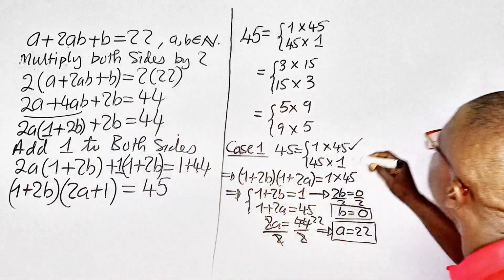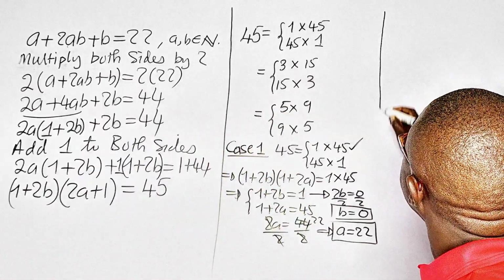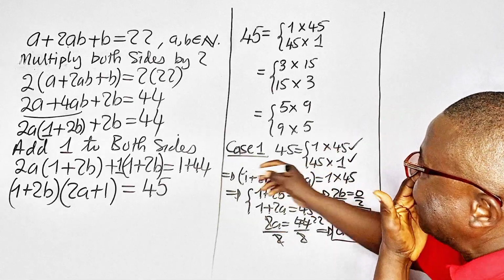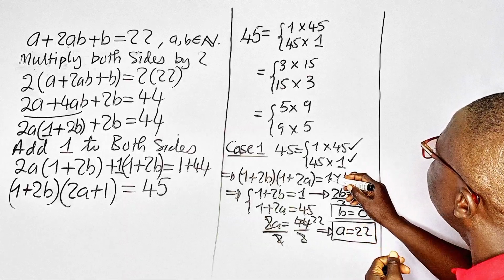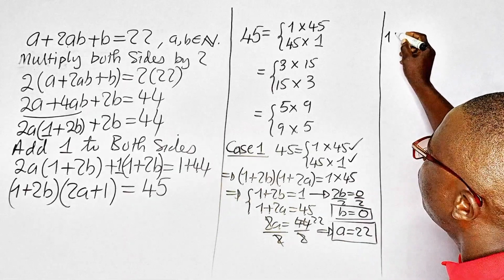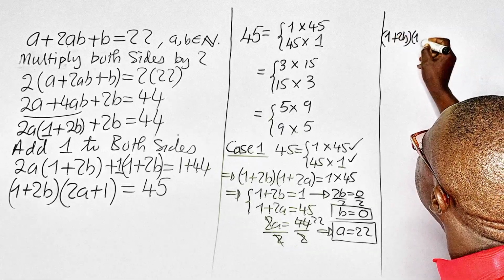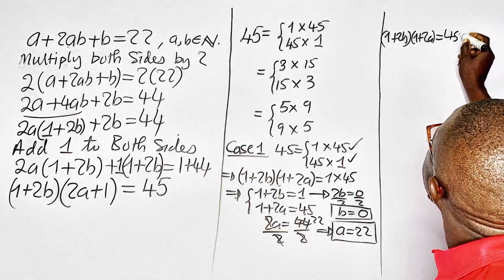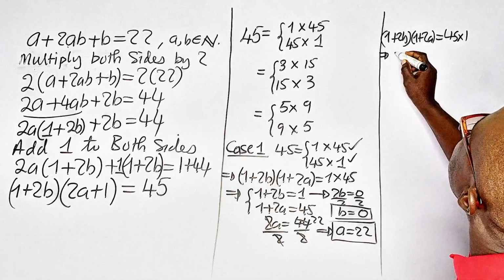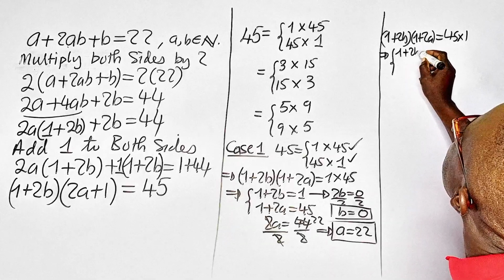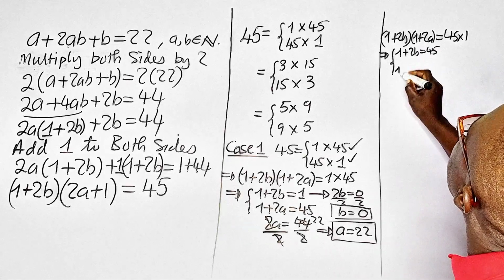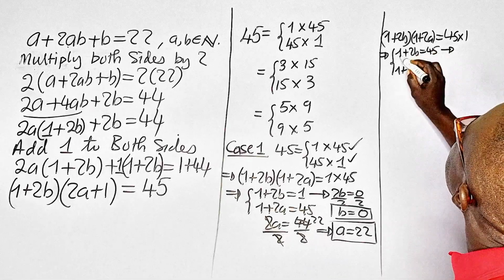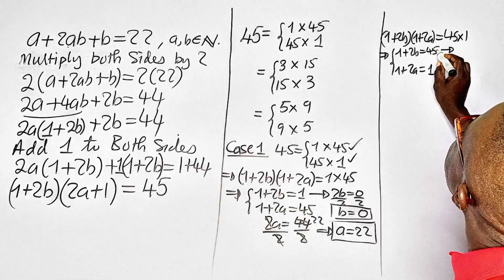Now, let us take the second situation in case 1. We are still working with that statement, but this time around it will be 45 multiplied by 1. So we have 1 plus 2b into 1 plus 2a is equal to 45 times 1. This therefore means that we can form the equations 1 plus 2b equals 45, 1 plus 2a equals 1. If we solve this, we take 1 from the left hand side to the right hand side.